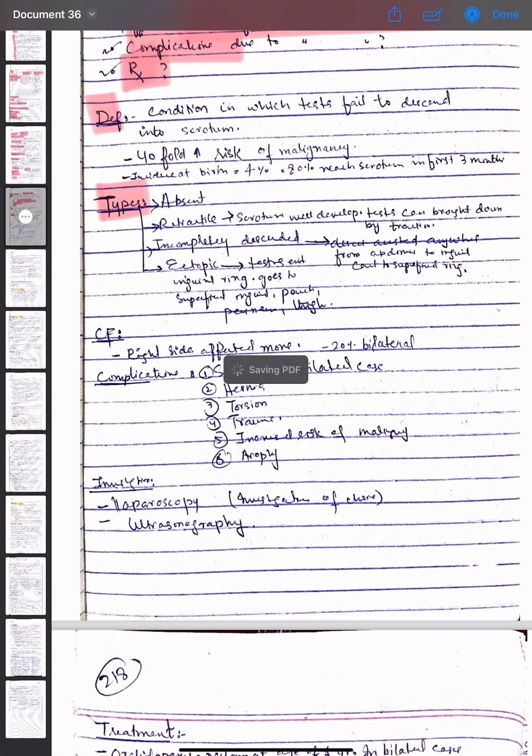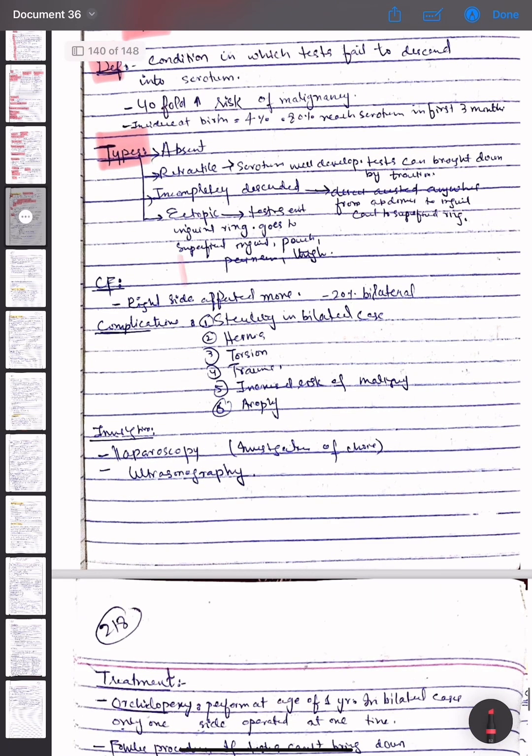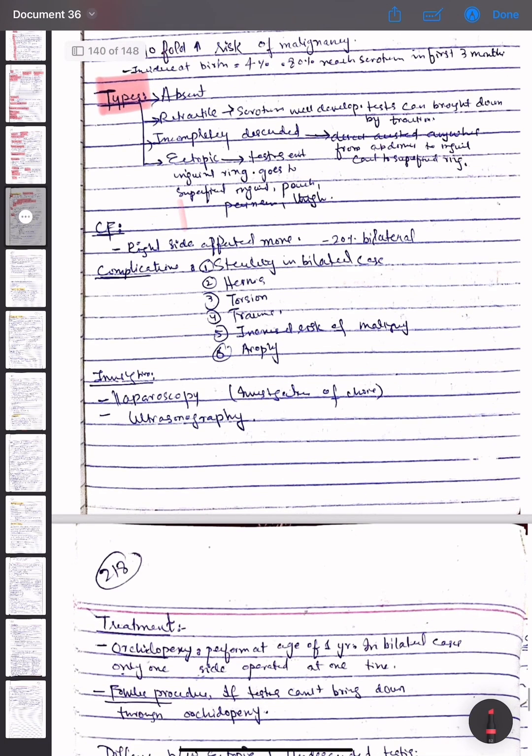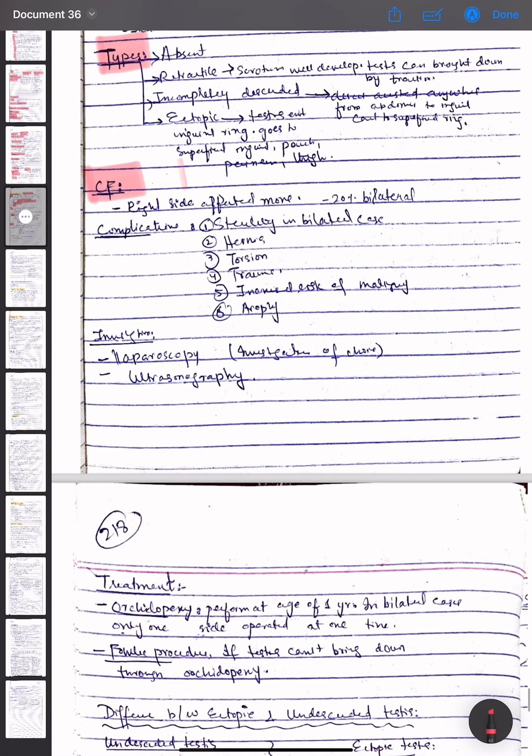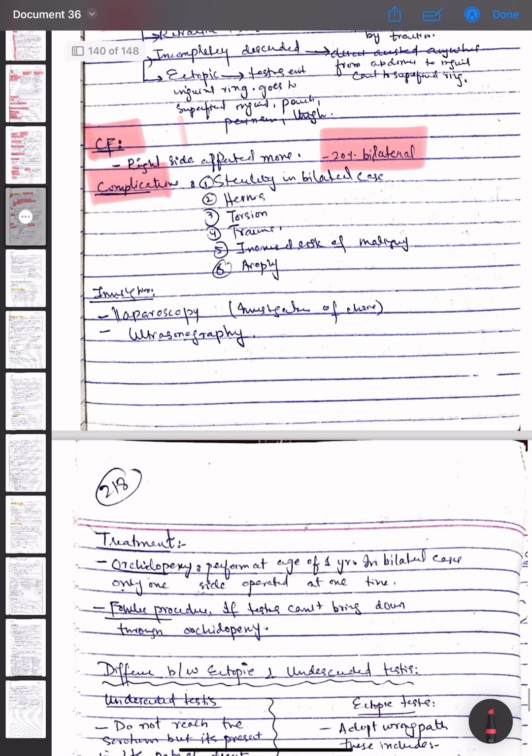Retractile testes are well developed testes in the scrotum that can be brought down by traction. Incompletely descended testes are arrested anywhere from abdomen to inguinal canal to superficial ring. And ectopic testes are testes that pass the inguinal ring and go to the superficial inguinal pouch, perineum and thigh. The clinical features are right side affected more, and 20% are bilateral. The complications are sterility in the bilateral case, hernia, torsion, trauma, increased risk of malignancy, and atrophy.